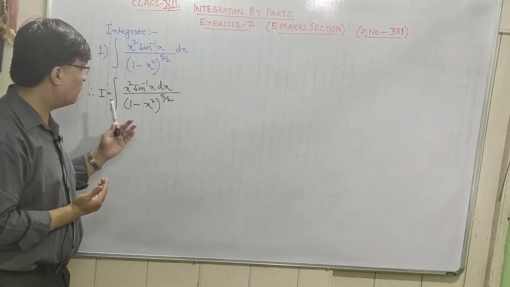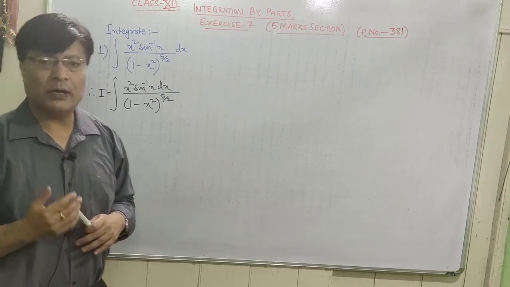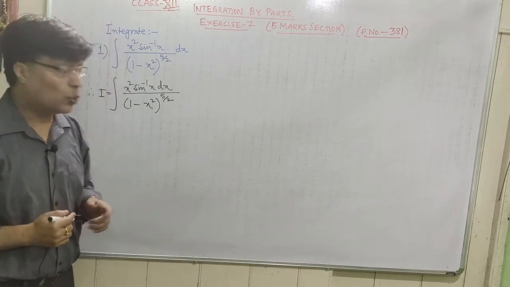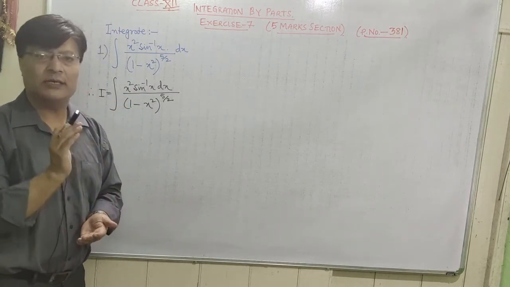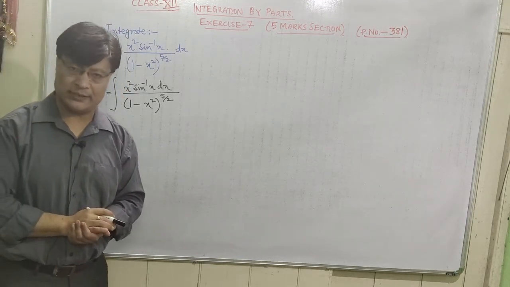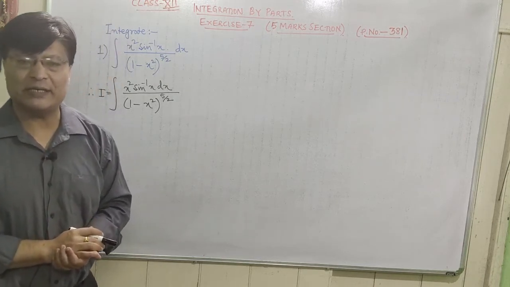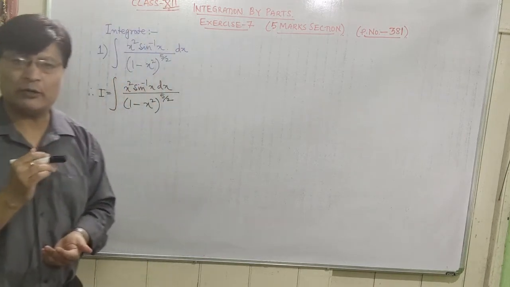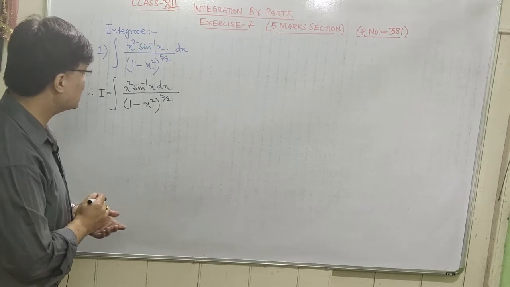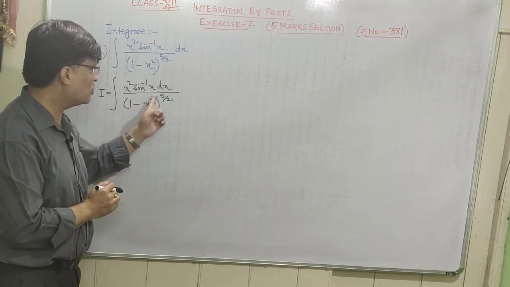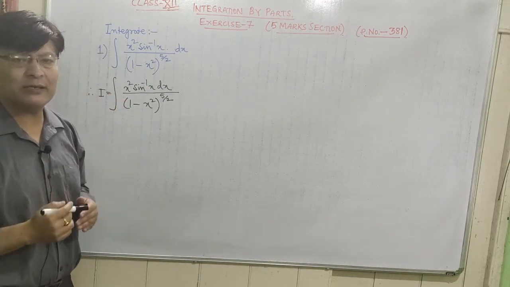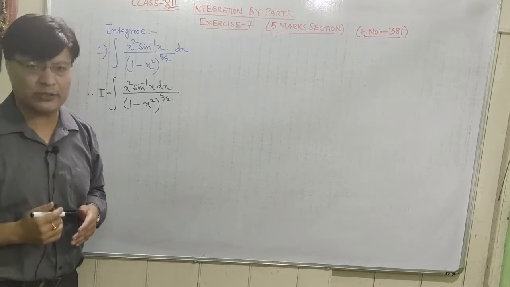Now how can you evaluate this integration? First of all, you have to use the method of substitution. You know that the differentiation of sin inverse x with respect to x is 1 upon root over 1 minus x square, right? Now in this case, (1 minus x square) whole to the power 5 by 2 is there. So let us write it in terms of root under 1 minus x square, and some expression will be there.